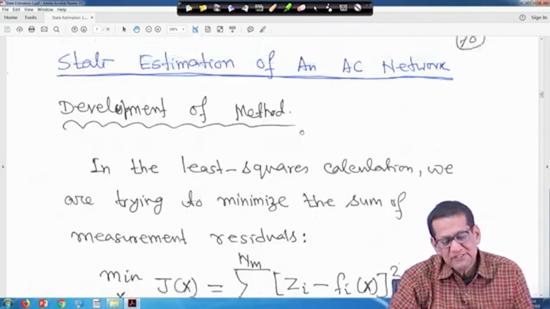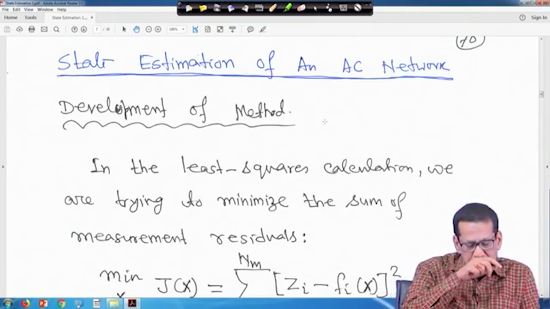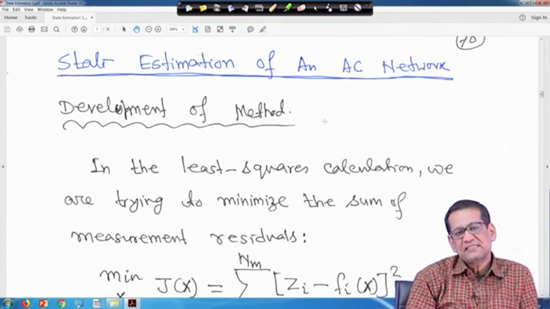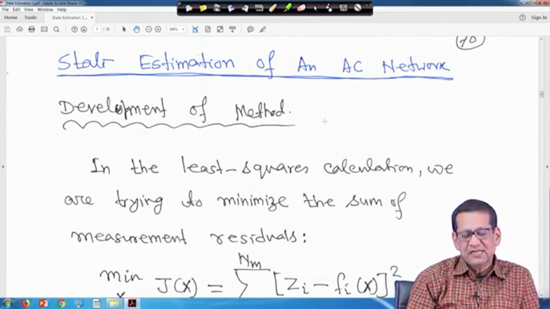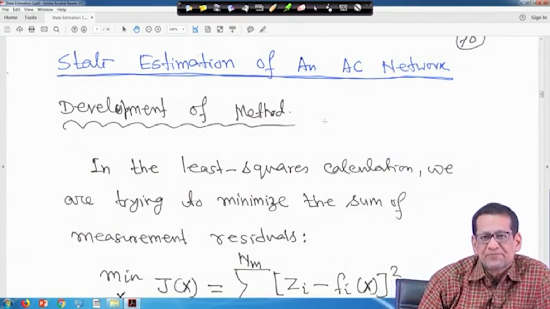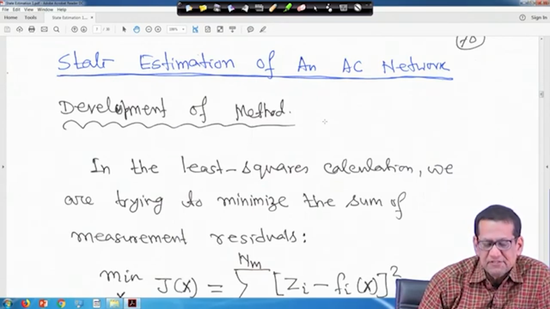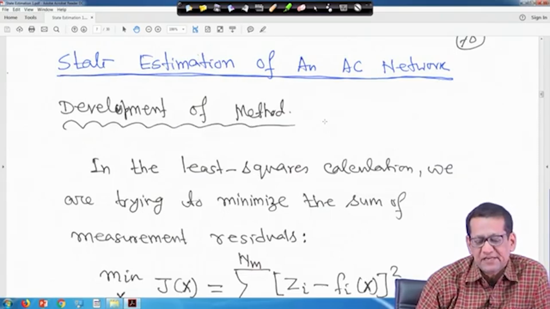Now, we will come to state estimation of an AC network. In an AC network, the power flow in any line is a nonlinear function because cosine and sine terms are involved, and similarly the power injection is also nonlinear because sine and cosine terms are involved. So, how can one develop this method for state estimation of an AC network? The philosophy will remain more or less the same, but the mathematical development will be different.